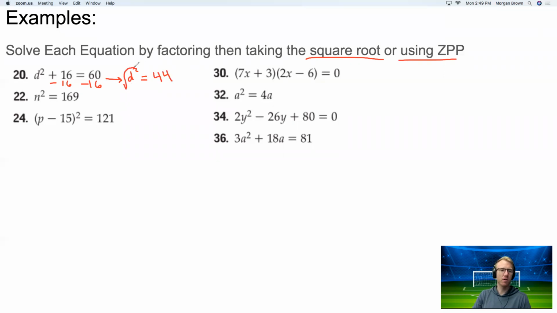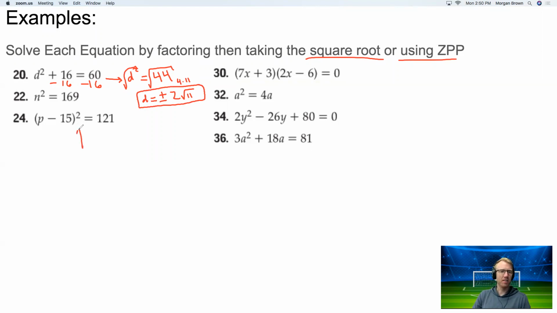Then we could take the square root of both sides. And we could say d equals plus or minus, because we have to remember 2 possibilities, the square root of 44. That's going to be 4 times 11, so that's going to be 2 root 11. So this is an example where you're solving it by taking the square root of both sides.